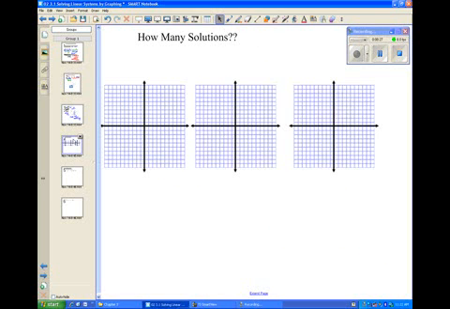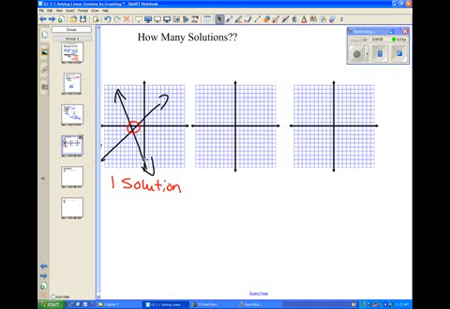So the next question we have is, how many solutions do I come up with? What do solutions look like? Well, first of all, when I graph my two equations, I'm going to have two lines. And if I have two different lines, wherever those two lines intersect, that would be my solution. So whenever I have two distinct lines that cross, I end up with one solution to that system.